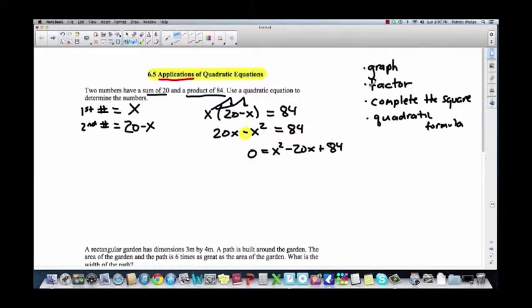You could graph if you want. You could try factoring, completing the square, quadratic formula. I'm going to try factoring in this one because what I'm looking for is two numbers that multiply to 84 and add to 20. Now I know that's hard, and if you can't do it, you're welcome to use the quadratic formula.